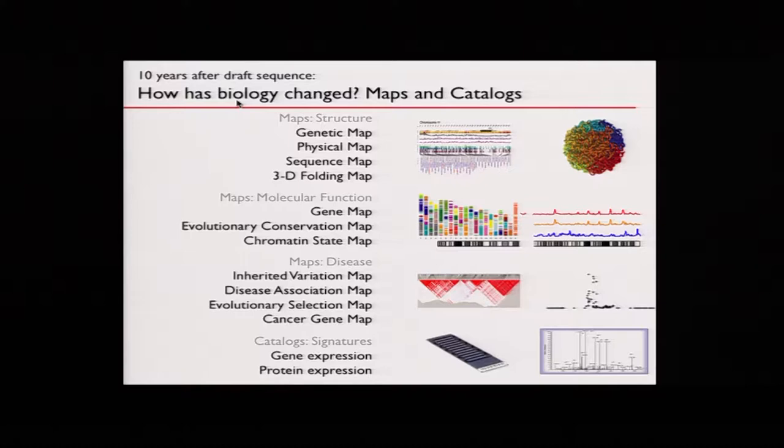Imagine Google Maps. We can begin populating it with satellite imagery, with imagery about, you know, good donut stores, about all sorts of things layered on top and on top and on top of the map, and the map gets richer, you know, where your friends are, it gets richer and richer and richer. We can lay it on top of this map the locations of genes that come from some experiments, evolutionary conservation across species, chromatin state, whatever that is, inherited variation maps, disease association maps, evolutionary selection maps, cancer gene maps. And that's what's going on.